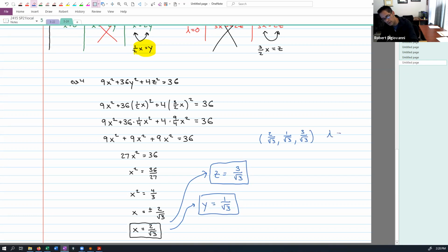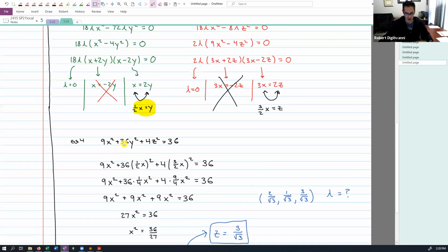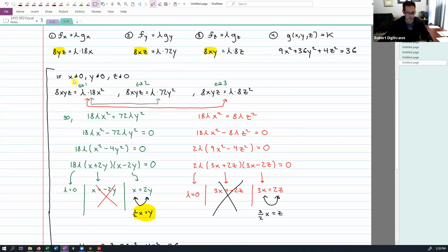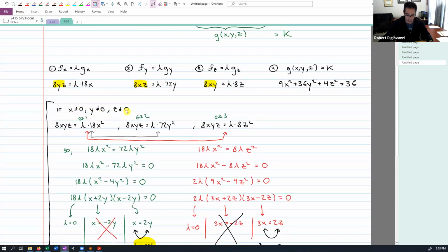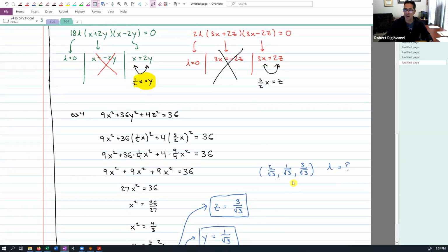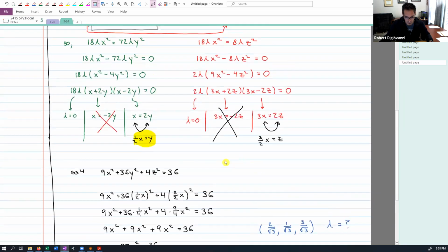And lambda, you know what? I don't care about lambda right now. Lambda's whatever. Okay, this is all within one train of thought here. All of that was based on the fact that if x, y, and z were all not 0, then I could have done this, and my end result is to get this point. What have I still not looked at within here?